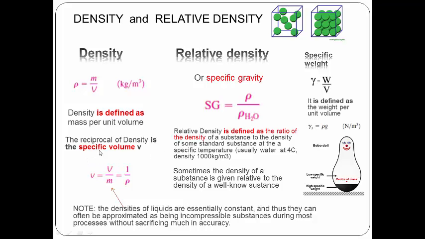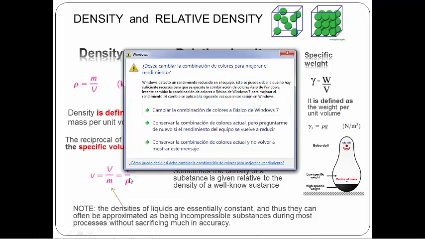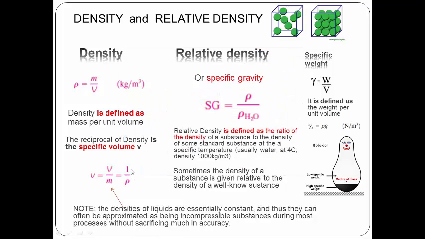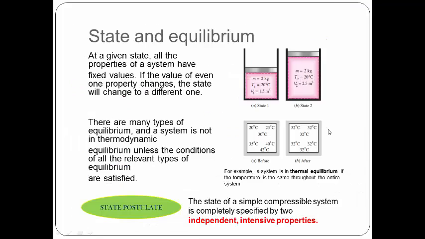Now let's talk about specific volume and specific weight. Specific volume, as you can see, is the reciprocal of density, or the volume per unit mass, and the specific weight is the weight per unit volume, or it is equal to the density times gravity.